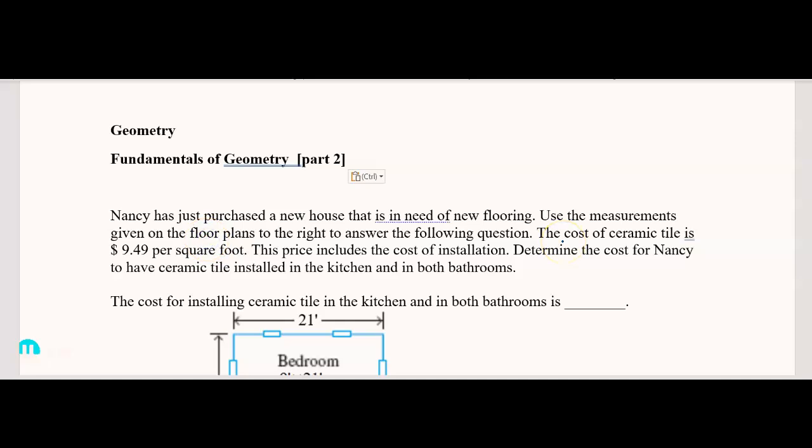All right, welcome to Fundamentals of Geometry Part 2. Now, what we're going to be focusing on in this particular video is we're going to be looking at area and volume in different ways that we apply the formulas.